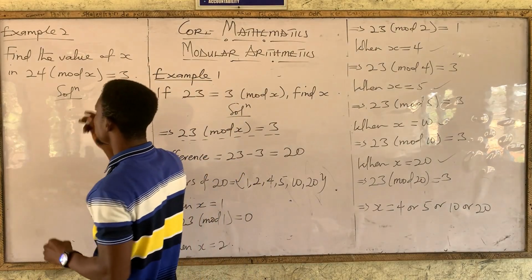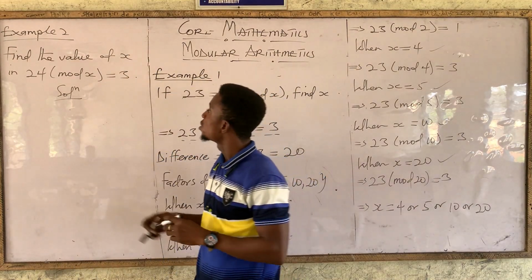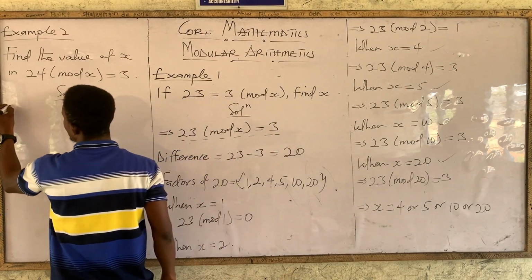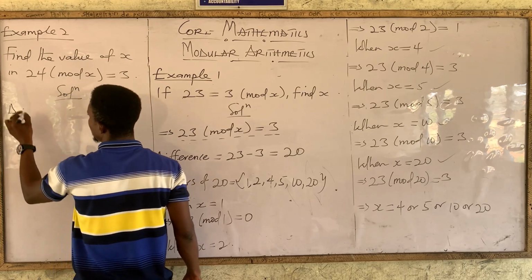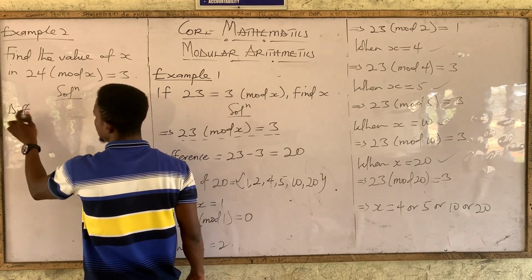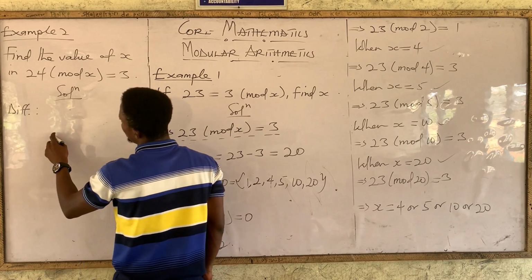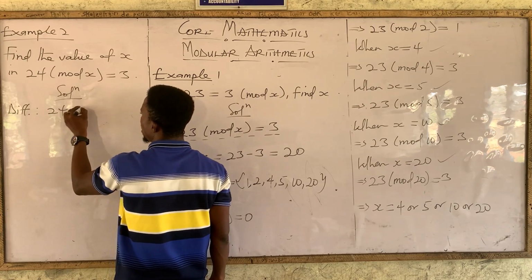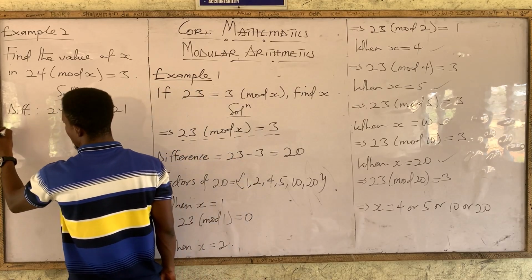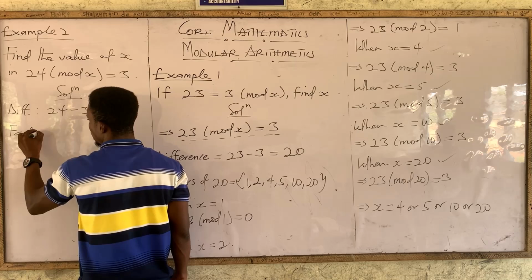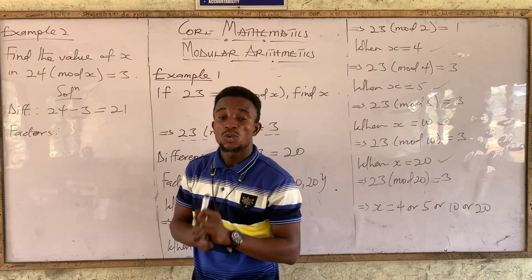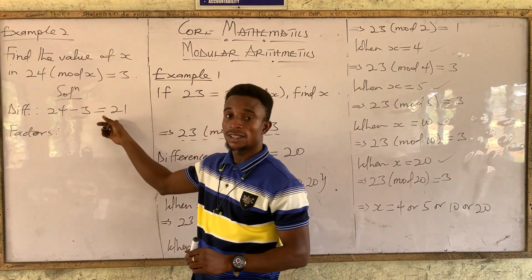So now, what is the first thing we do? We have to find the difference between what? The number and the remainder. So, the difference. We have 24 minus 3, which is equal to 21. So then we come to what? The factors, right? The factors of what? Factors of the difference, 21.